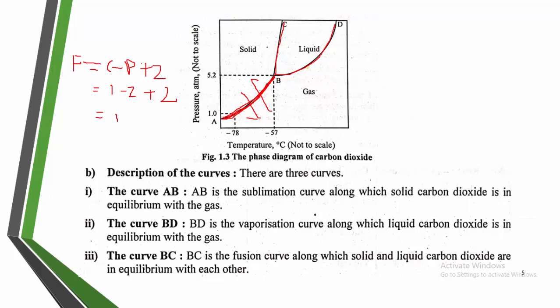Curves also we can say in this. Now come to the point of the BC curve. So this is the BC curve. Here what is the BC curve? Here it is the BC curve. It indicates solid and liquid. Here the phases of the solid as well as the liquid are in equilibrium. Here along the curve the solid and the liquid carbon dioxide are in equilibrium with each other.